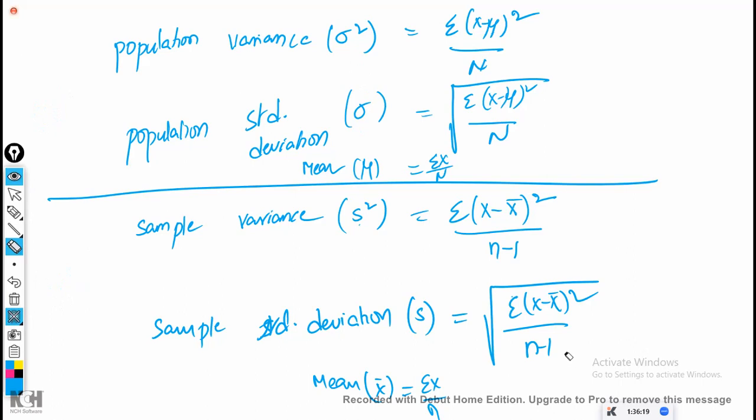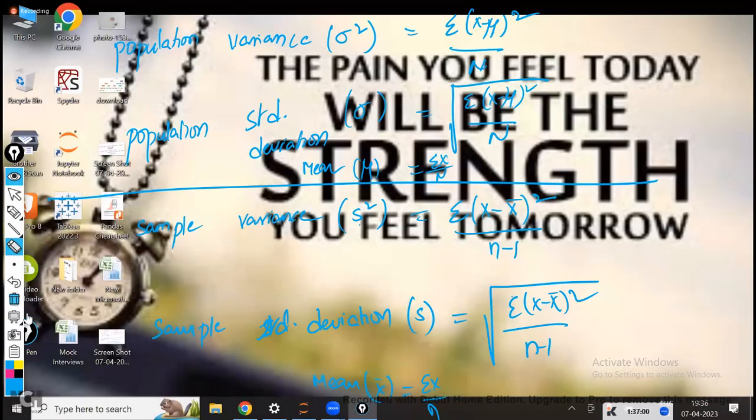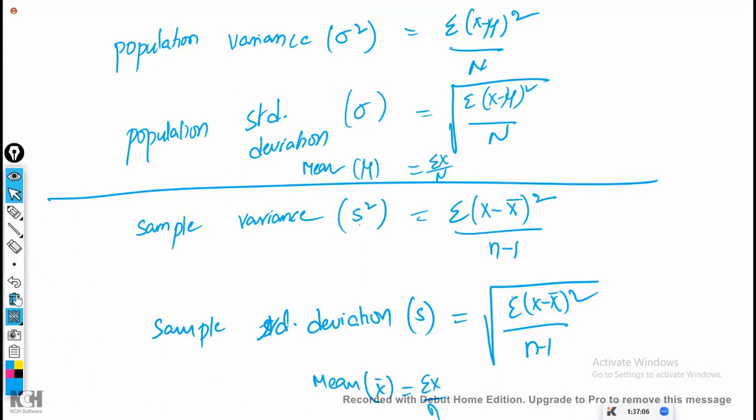Now the question is, why do we have to consider n minus 1 in the sample? Write the question in the notes. Question 1: Why do we have to consider n minus 1 in the sample? Question number 2: What is this n minus 1 called? That is question number 2. These are the two questions, and let us see what the answers are for these two questions. Okay. Clear? Okay, good.